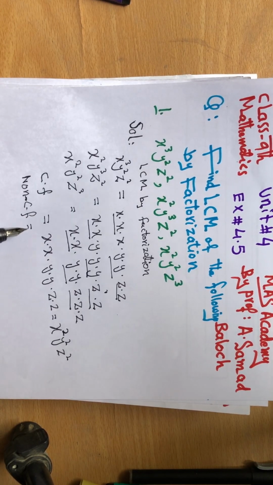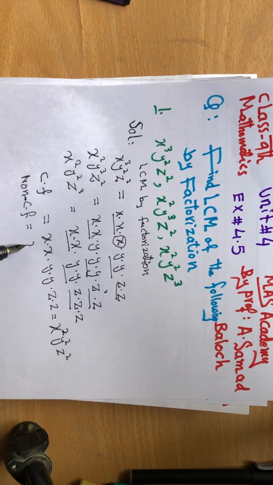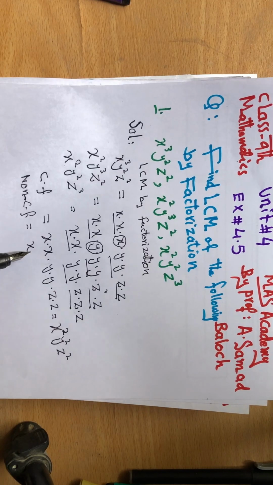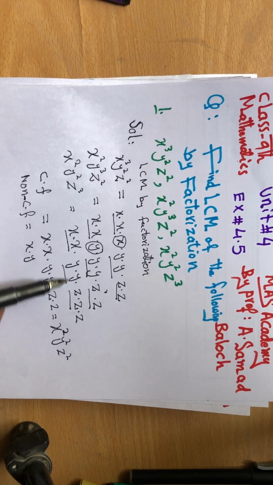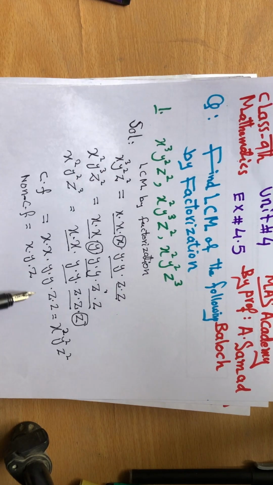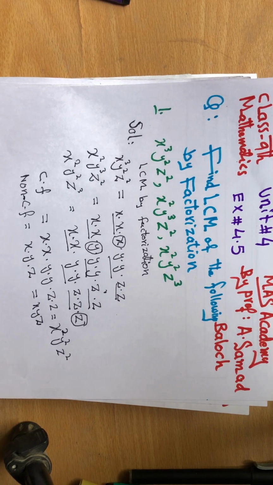Next we find the non-common factors. We see which factors are left. In the first term, x is left, so we circle it. In the second term, y is left, and we circle it too, and in the third term, z is left. Then we write the non-common factors, which are x, y, z. If we multiply, then x, y, z itself comes.